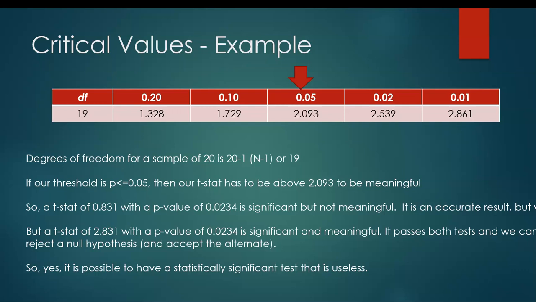But a t-statistic of 2.831 with a p-value of 0.234 is significant and meaningful. It passes both tests, and we can reject a null hypothesis and accept the alternative. So yes, it's possible to have a statistically significant test that is useless.